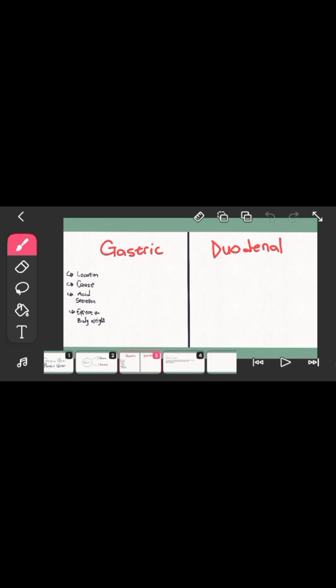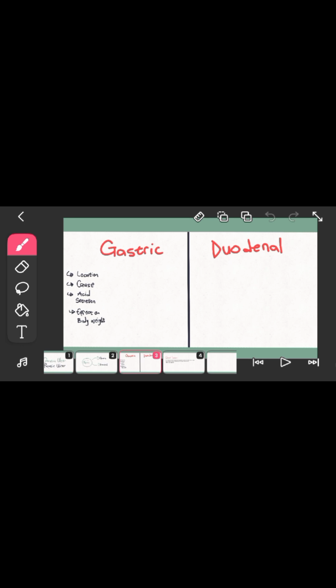But for the duodenal ulcer, that's what you've been thinking. There is actually an increase in acid secretion. The only case where acid secretion can actually cause gastric ulcer is in Zollinger-Ellison syndrome, which is a rare condition where there is hypersecretion of HCl so much that the gastric mucosa can no longer contain it.